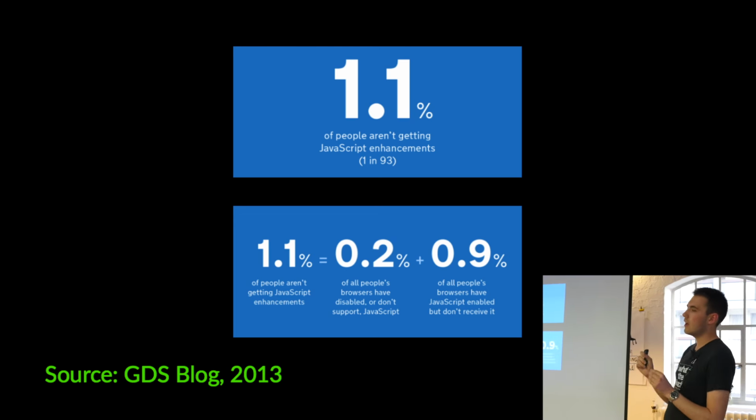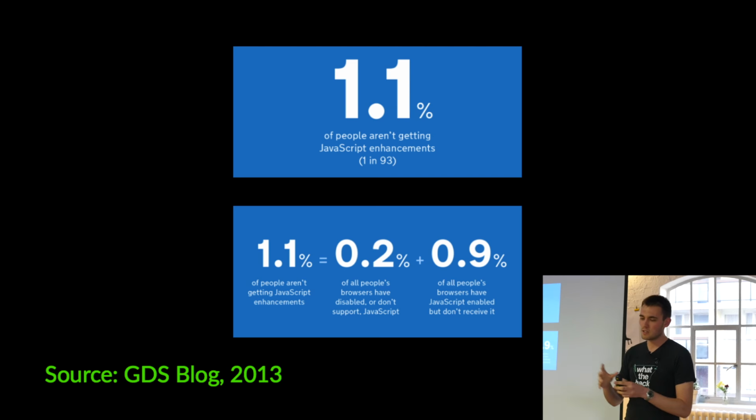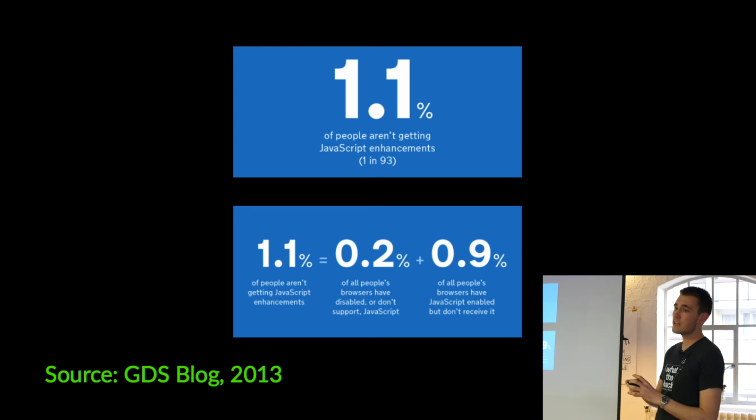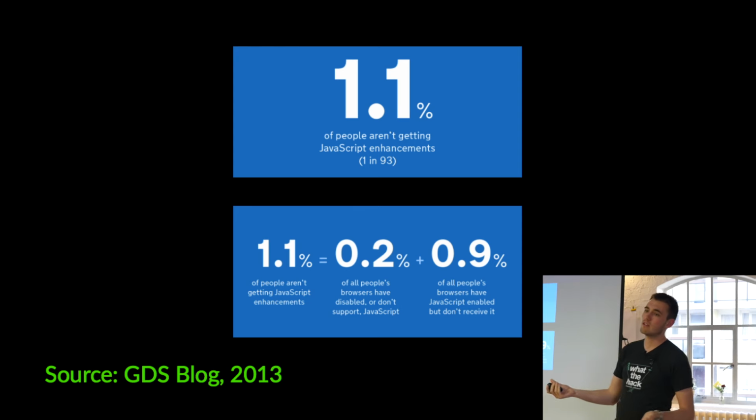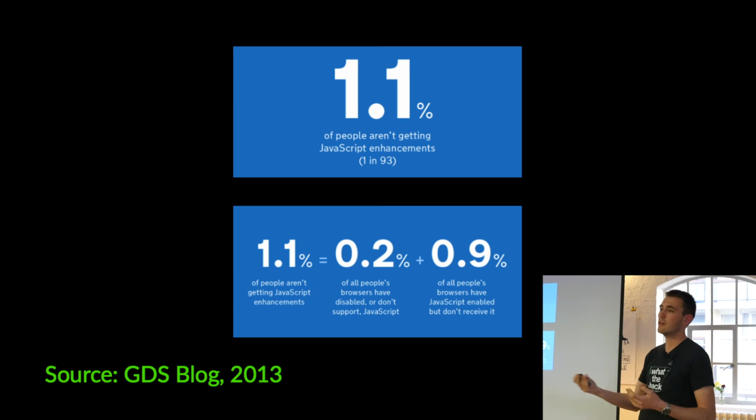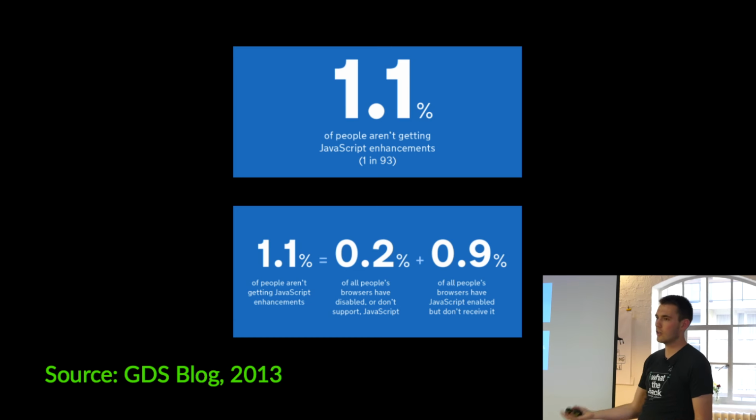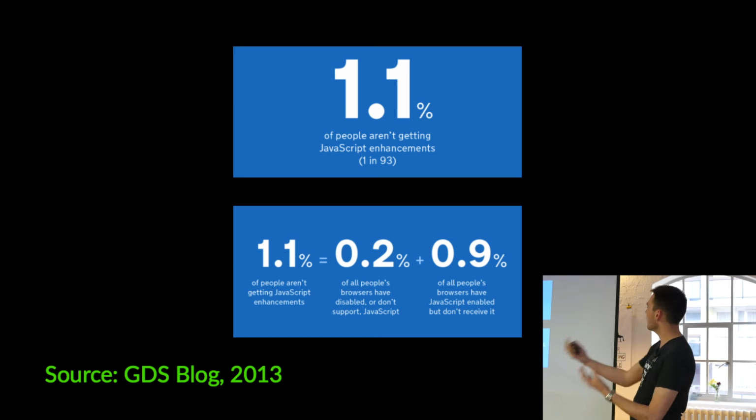What's more interesting than that stat is that of those 1.1%, only 0.2 were the people who had explicitly gone into their browser and configured JavaScript to be turned off. The rest hadn't got JavaScript for any number of reasons. Their connectivity was bad, they were on a train, they went in a tunnel, they were on a national rail train, whatever it might be.